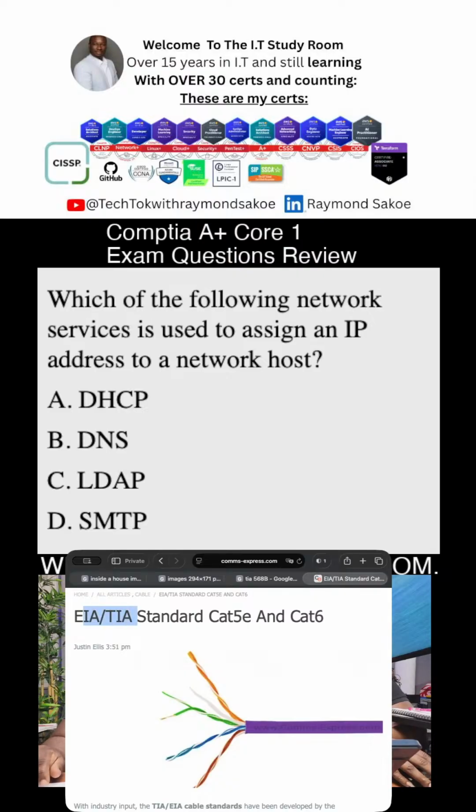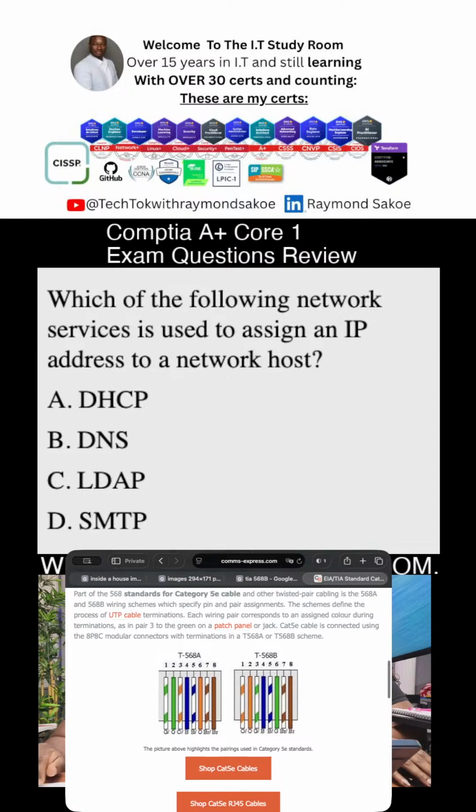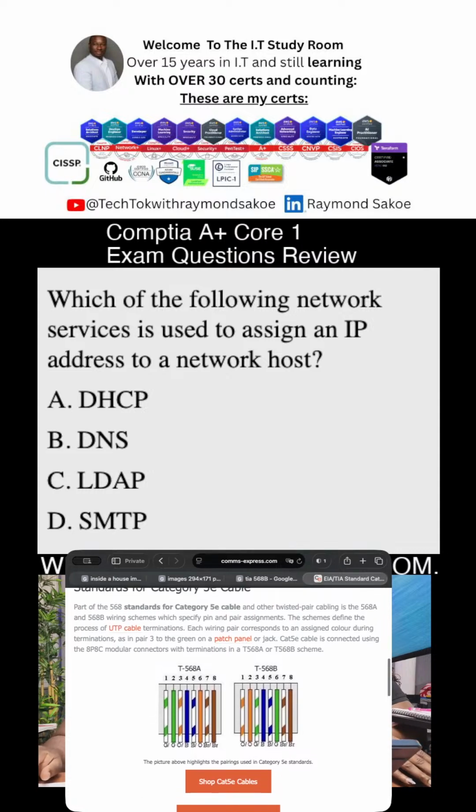EIA/TIA, right? They are the organization that creates this standard. Scroll down right here. 568B is white-orange, orange, white-blue. So you see, this is the RJ45 connector. This is the connector, and then the cable has to go in this way. It has to match each. So this is 568B.